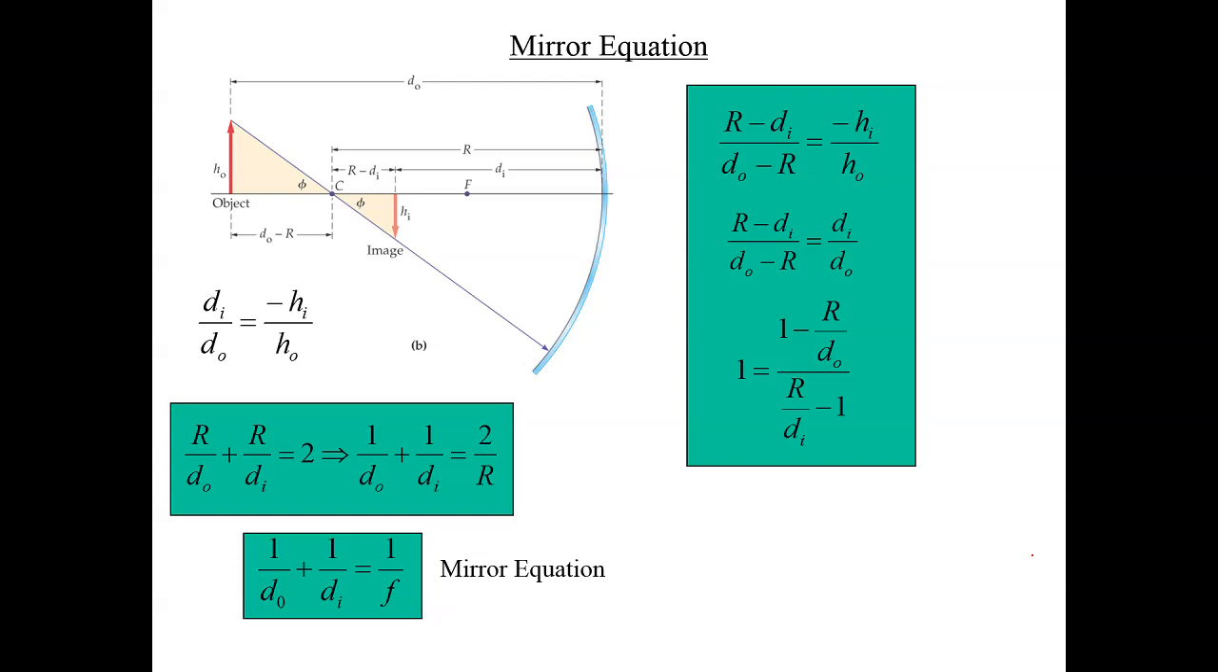If you remember, the focal point is 1/2 the radius of the sphere, so the final form of our mirror equation is 1 divided by the distance to the image plus 1 divided by the distance to the object is equal to 1 over the focal distance.